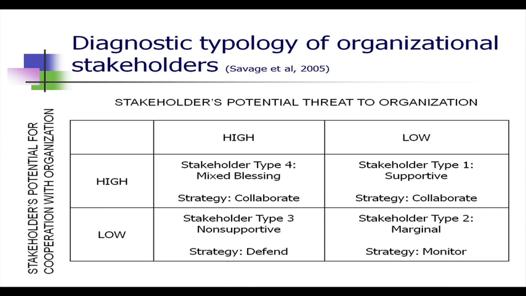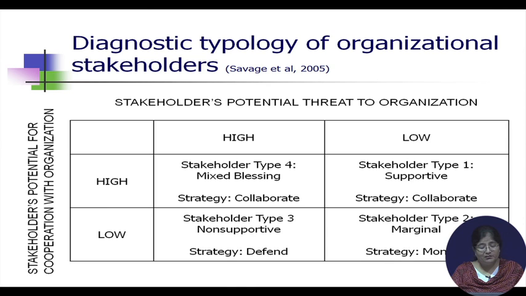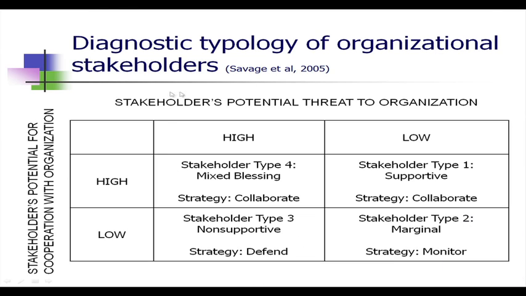Diagnostic Typology of Organizational Stakeholders is from the same paper by Savage and Associates. Depending on the stakeholder's potential threat to the organization and depending on the stakeholder's potential for cooperation with the organization, you can devise a strategy. Let's see. Now, this is whatever I am going to discuss next in a map. This is again from the paper by Savage and Associates.